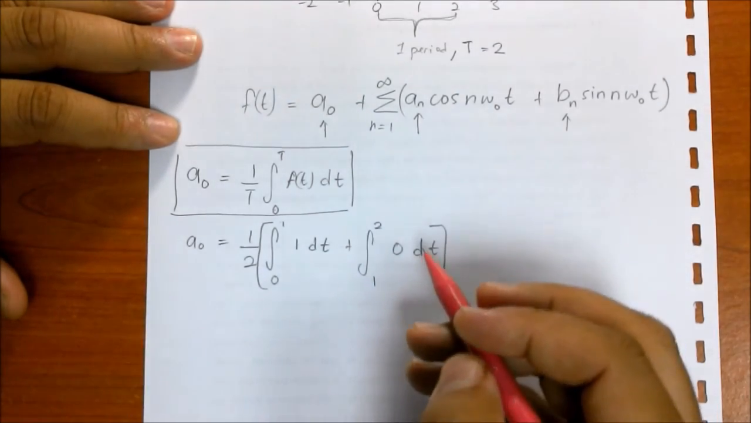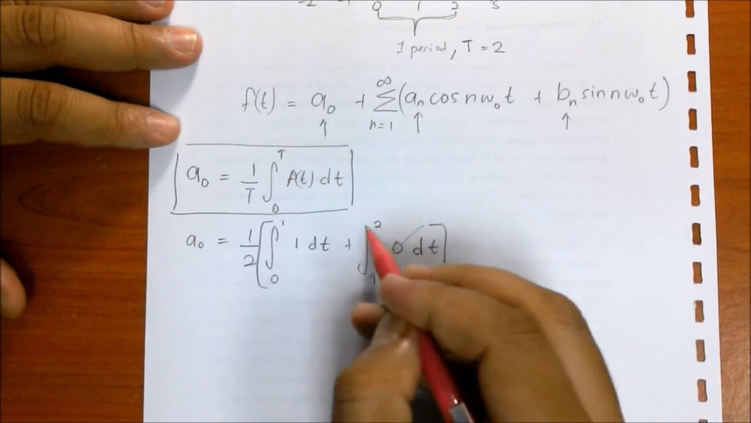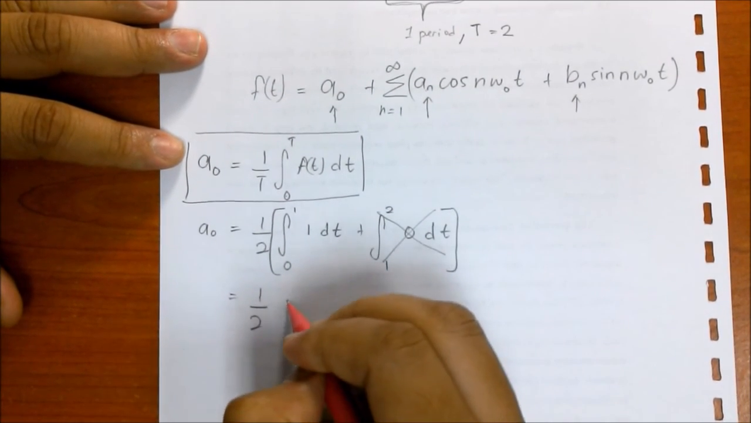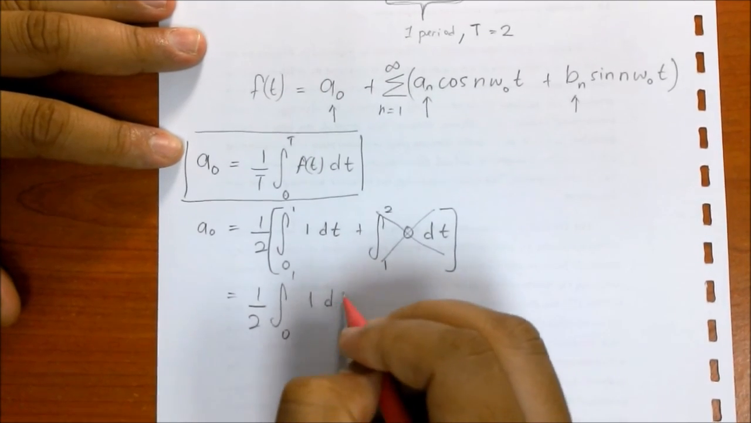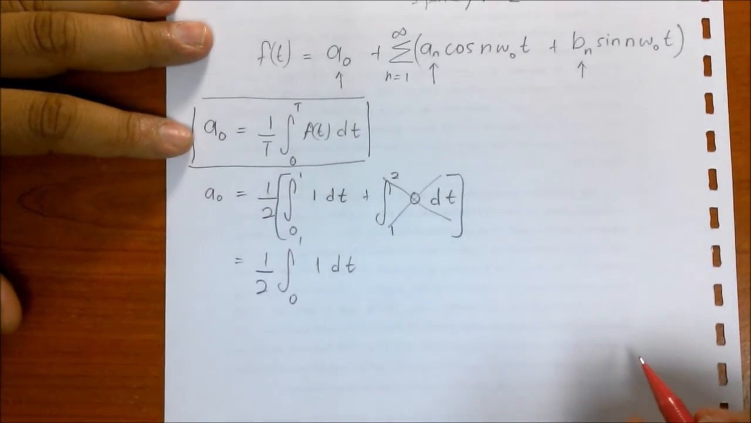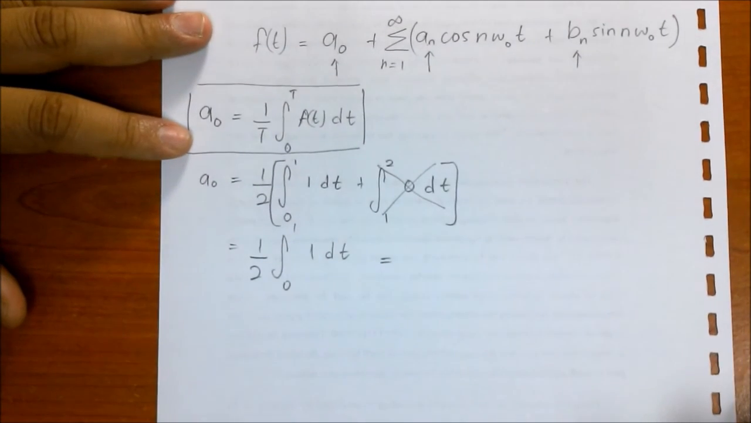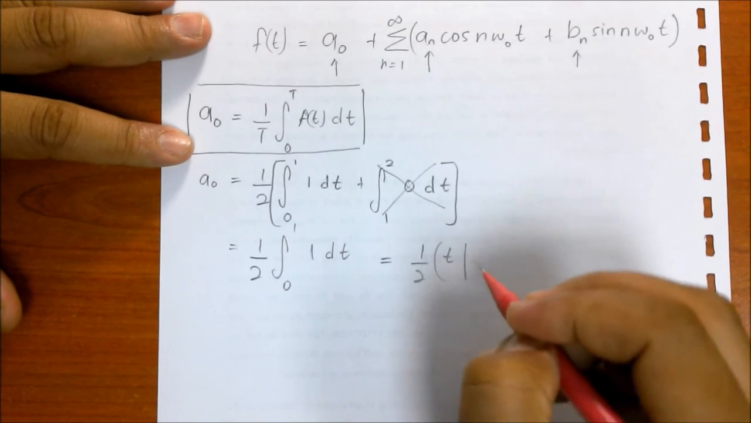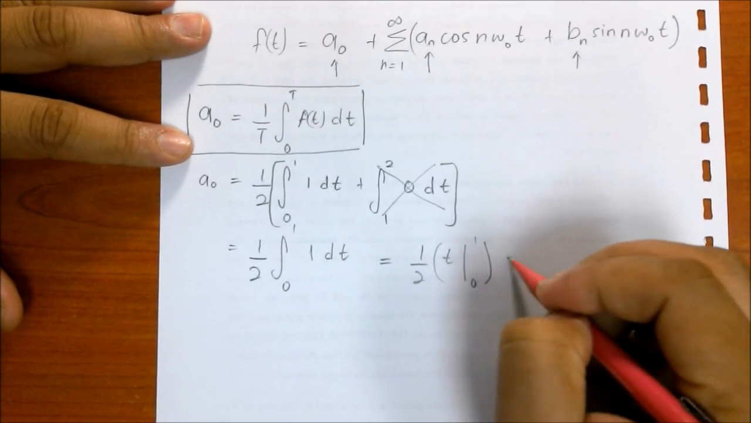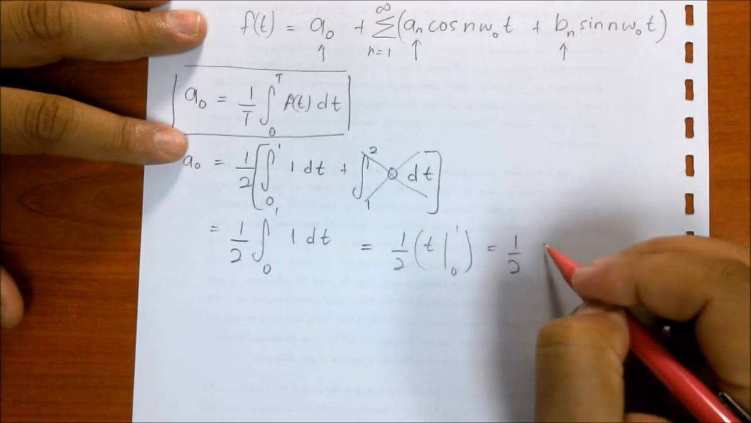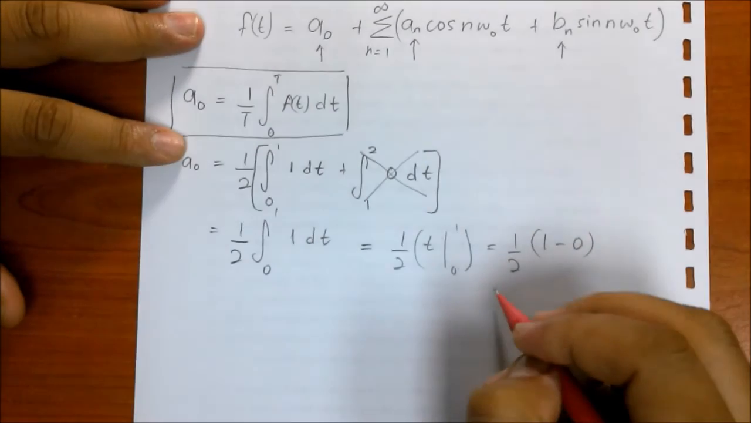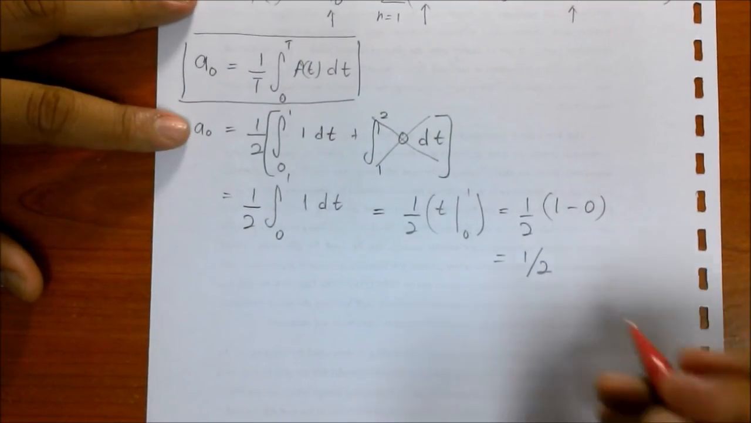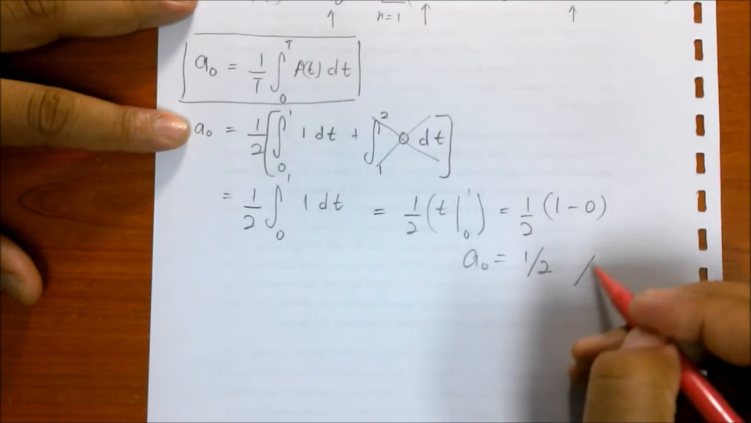However, since this is 0, you can completely disregard that. So it's just basically 0 to 1, 1 dt, and then we can get the value 1 over 2 times t from 0 to 1, which is 1 over 2 times (1 minus 0), which is 1 over 2. So that is for a0.